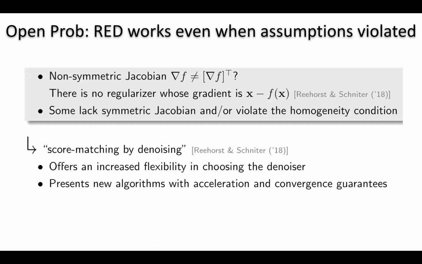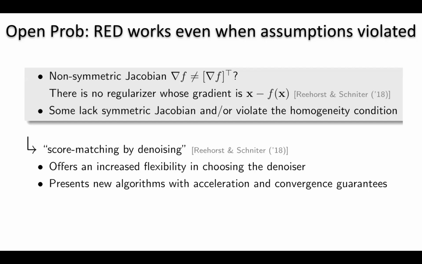So what about some open problems? I mentioned this a couple times, and I will say it again. You may have denoisers that don't have a symmetric Jacobian. I would say that this is probably one of the most important technical issues, but it is not as important from a practical point of view. We see that these filters, even though most of them may not have symmetric Jacobians, still seem to work. Reehorst and Schniter followed our paper pretty quickly and showed that if that symmetric Jacobian doesn't hold, then there's no direct regularizer that can have this gradient.